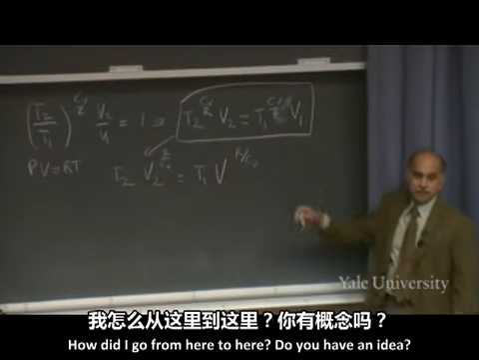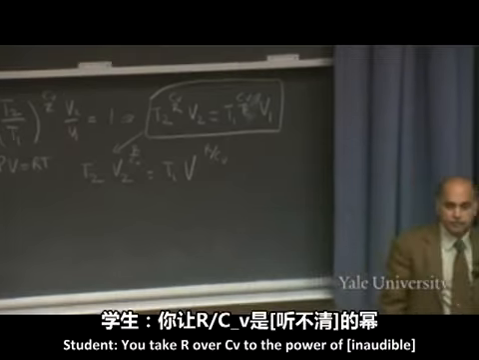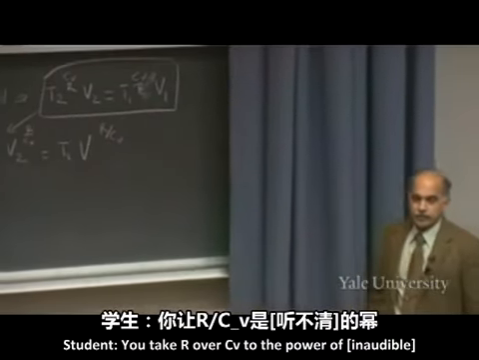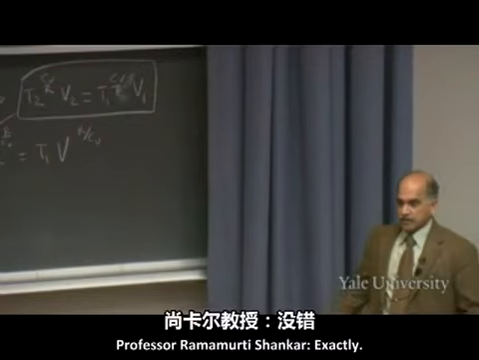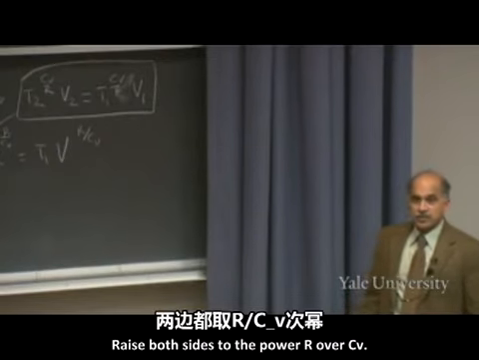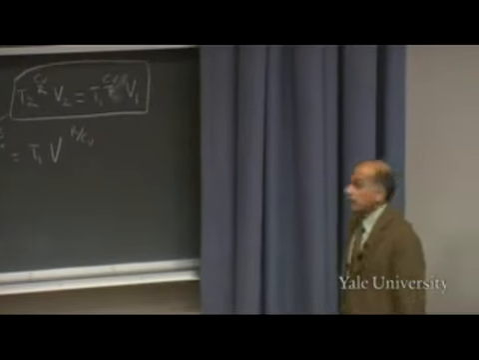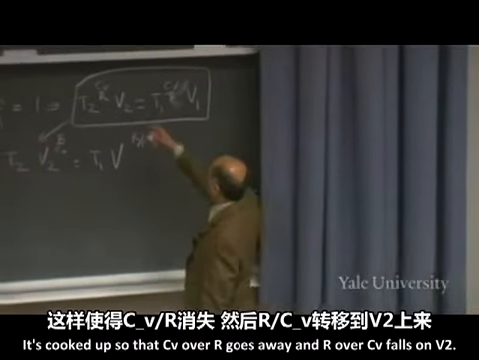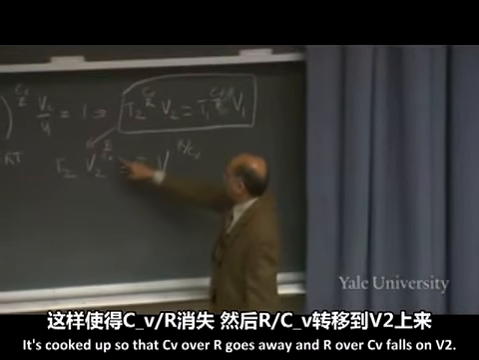You know how I went from here to here? How did I go from here to here? You have an idea? You take R over CV power. Exactly. Raise both sides to the power R over CV. It's cooked up so that CV over R goes away and the R over CV falls on V2.